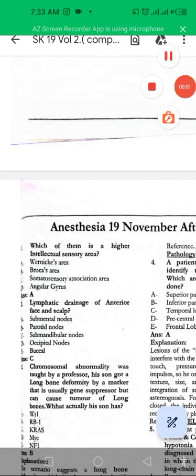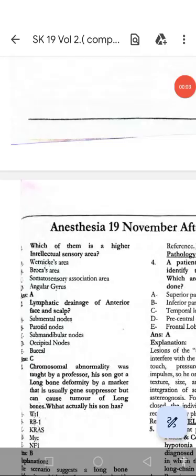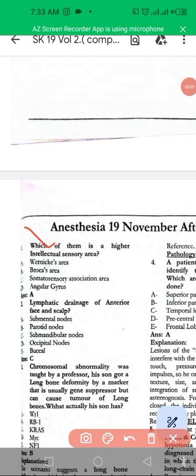Okay, so now we look at the question: which of the following is the higher intellectual sensory area? Wernicke's area is the higher intellectual sensory area. Lymphatic drainage from the anterior face and chin goes into the submandibular lymph nodes. Lymphatic drainage can go into submandibular lymph nodes from the anterior face.